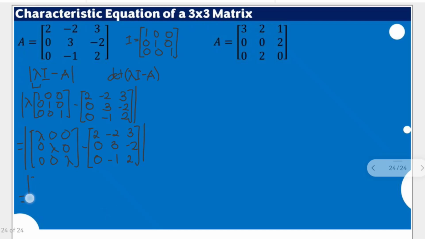So you will have here this matrix: lambda minus 2 for the first entry, minus 2. 0 minus negative 2 is positive 2. Then 0 minus 3 is negative 3. Next, 0 minus 0 is 0. Lambda minus 3, that would be the next entry here. 0 minus negative 2 is also positive 2. And finally, 0 minus 0 is 0. 0 minus negative 1 is positive 1. And then lambda minus 2. Okay, using this matrix, we are going to come up with its determinant.